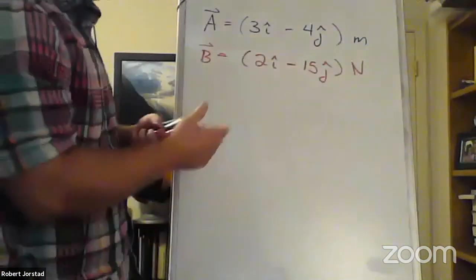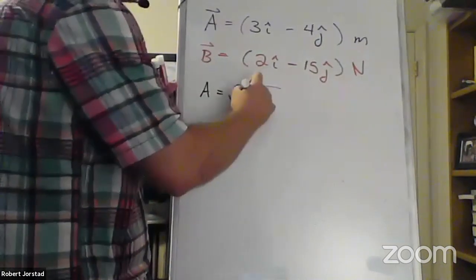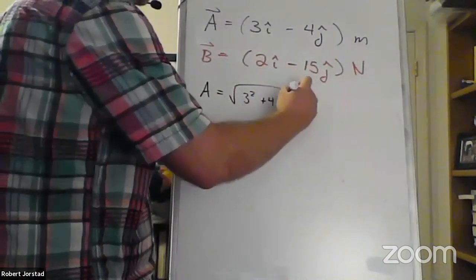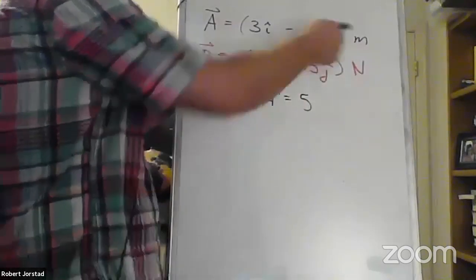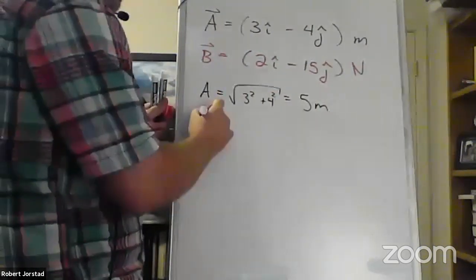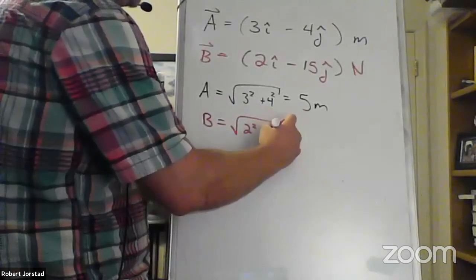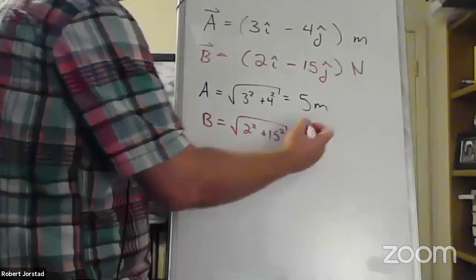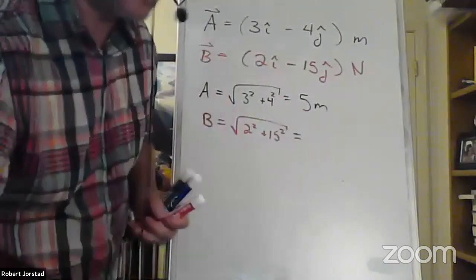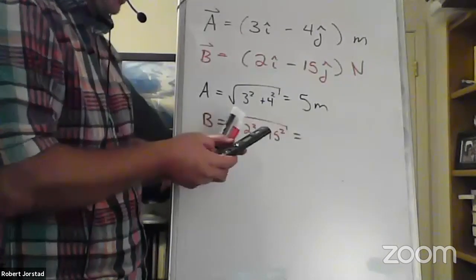Okay, I need the magnitude. The magnitude of A is equal to the square root of 3 squared plus 4 squared. That's equal to 5, and then I check the units. That's meters. The magnitude of B is the square root of 2 squared plus 15 squared. Shouldn't I use the negative? No, it doesn't matter because it's squared. So 2 squared is 4, and that's the square root of 229, right?